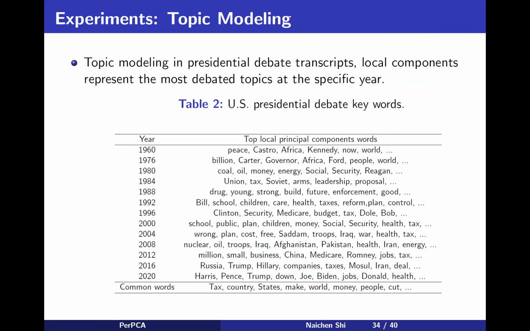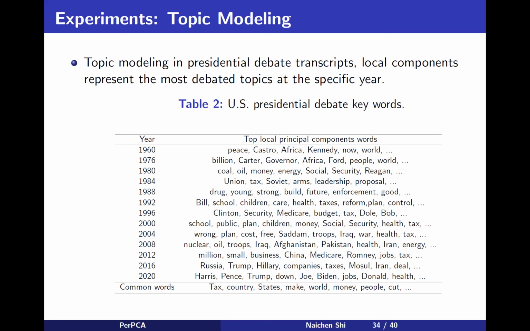Another application of personalized PCA is in language data sets. Here we analyze the presidential debates within the last 60 years, and we try to find the common words and unique words. To do that, we simply use the one-hot embedding of each word in the vocabulary and build a matrix for the debate corpus for each debating year, each election year. Then we apply personalized PCA on the matrices and try to identify the common PCs, the global PCs, and the local PCs. Global PCs are the common words, local PCs correspond to the unique words.